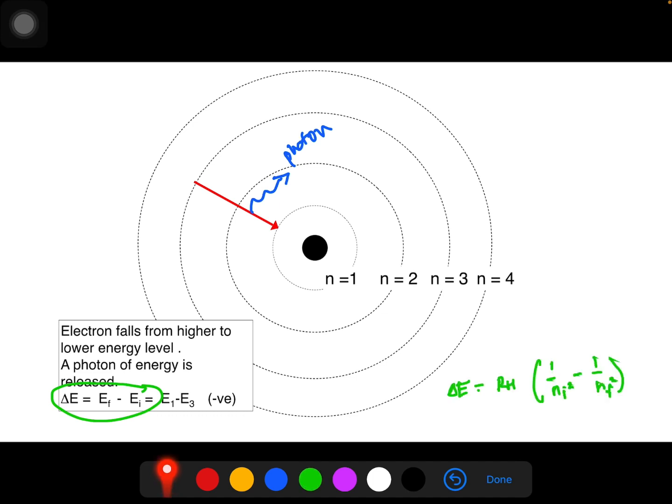Delta E equals to Rydberg constant times with 1 over n initial to the power of 2. So contoh kalau initialnya adalah n equals to 3, dari n level ketiga drops pergi 1. So initialnya dari 3 drops pergi 1. 3 to the power of 2, 1 to the power of 2, and then masukkan value RH and you will get delta E berapa. Okay?